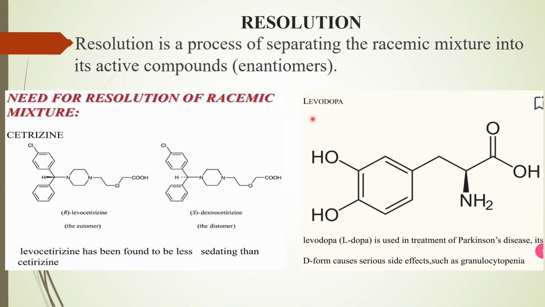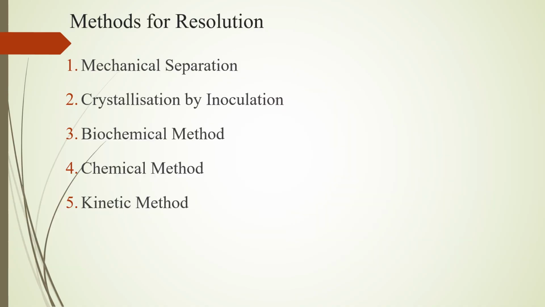Then second one is levodopa, that is it exists as L-dopa and D-dopa. Levodopa is used for the treatment of Parkinson's disease, whereas the D form causes serious side effects. So it is necessary to separate the racemic mixture into enantiomers, its active compounds.